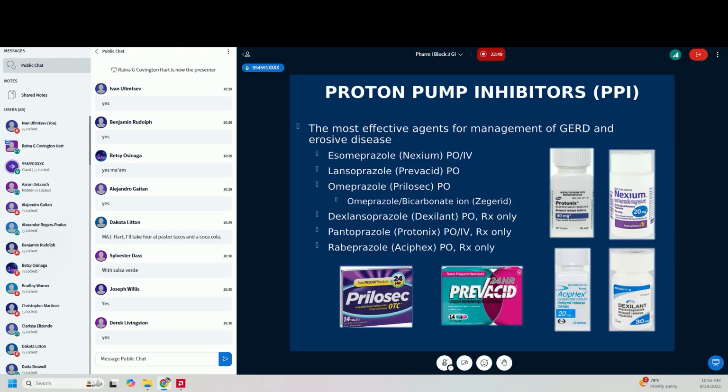When you look at your IV options, you have pantoprazole as an option. I want to say that Dexilant, they also made an IV, but I'll stick to what's on the slides. Make sure you're understanding that pantoprazole is also an IV option that you have. So these are medications that we are sure are going to work. They are very, very effective.